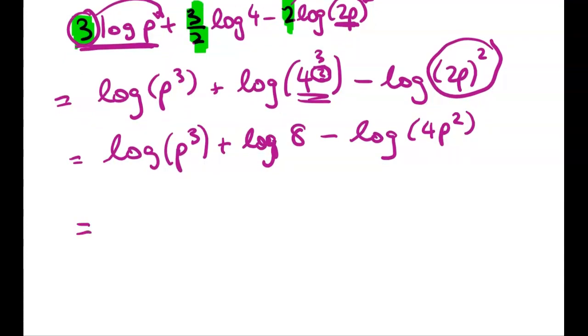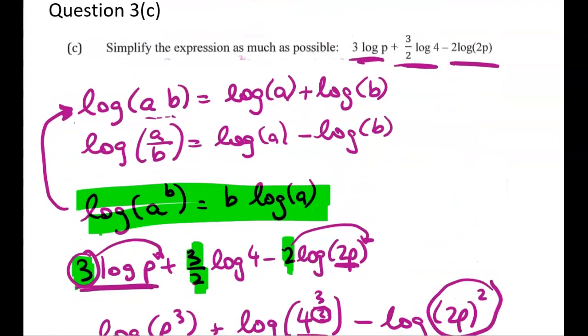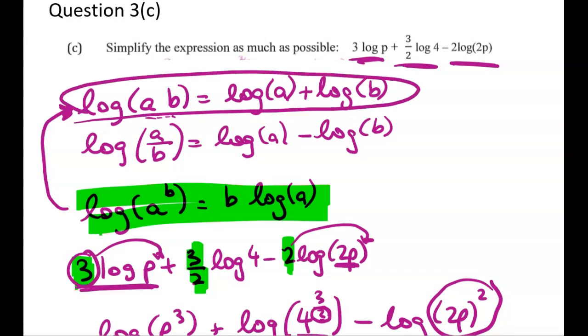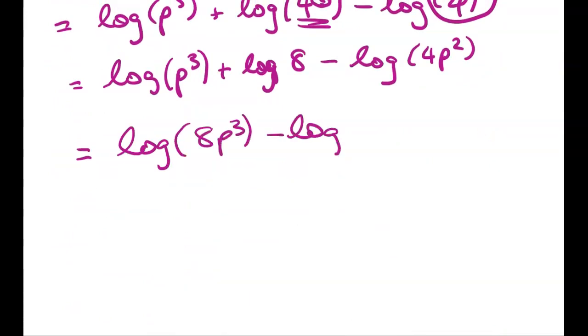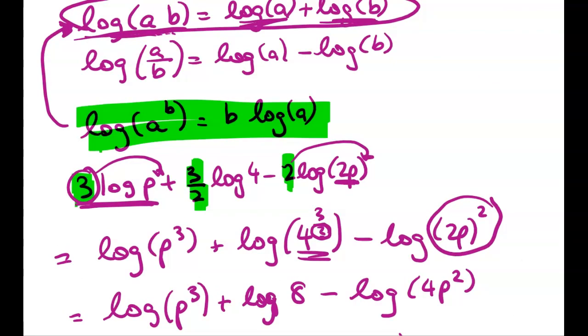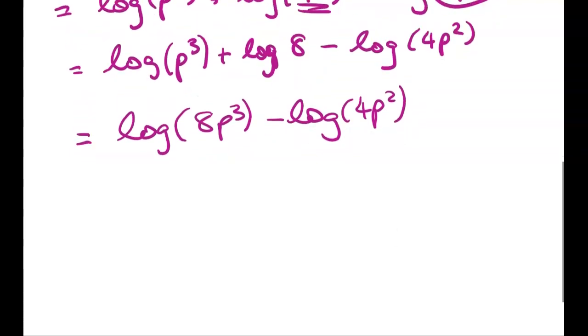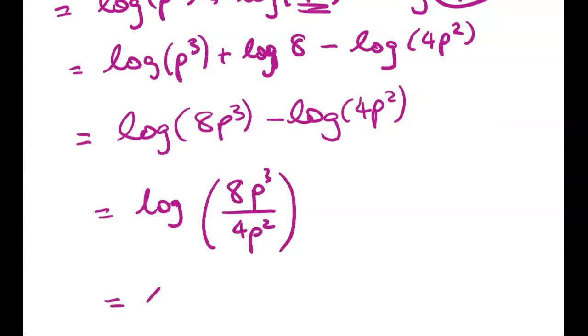Now, what do I want to do now? I need to put them back together. The next rule that I'm going to use is this first one here, which is that the log of a plus the log of b is equal to the log of a times b. So we've got the log of 8p cubed minus the log of 4p squared. Finally, I'm going to use this last rule, that the log of a minus the log of b is the log of a over b. So that's equal to the log of 8p cubed over 4p squared, and that simplifies to give me simply 2p.